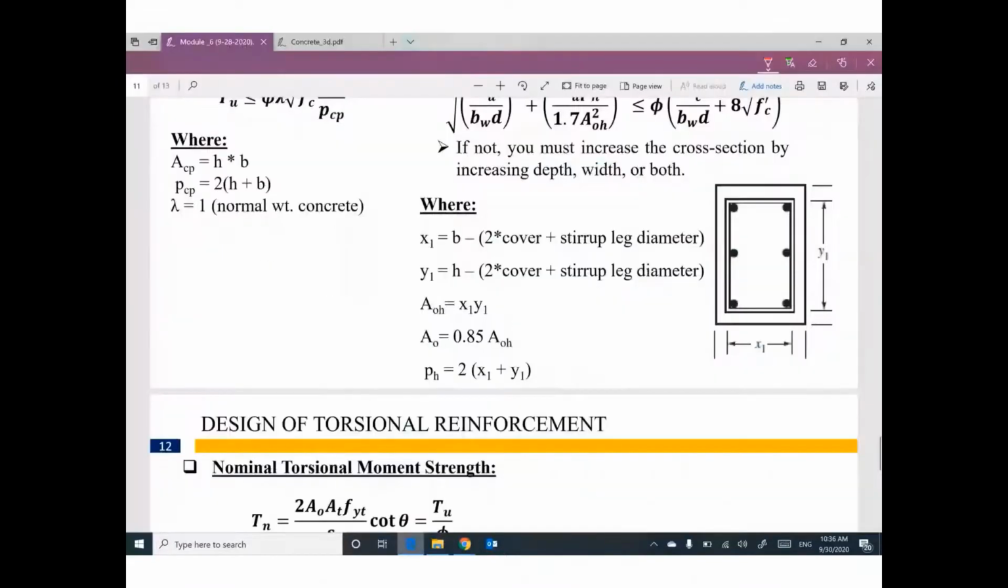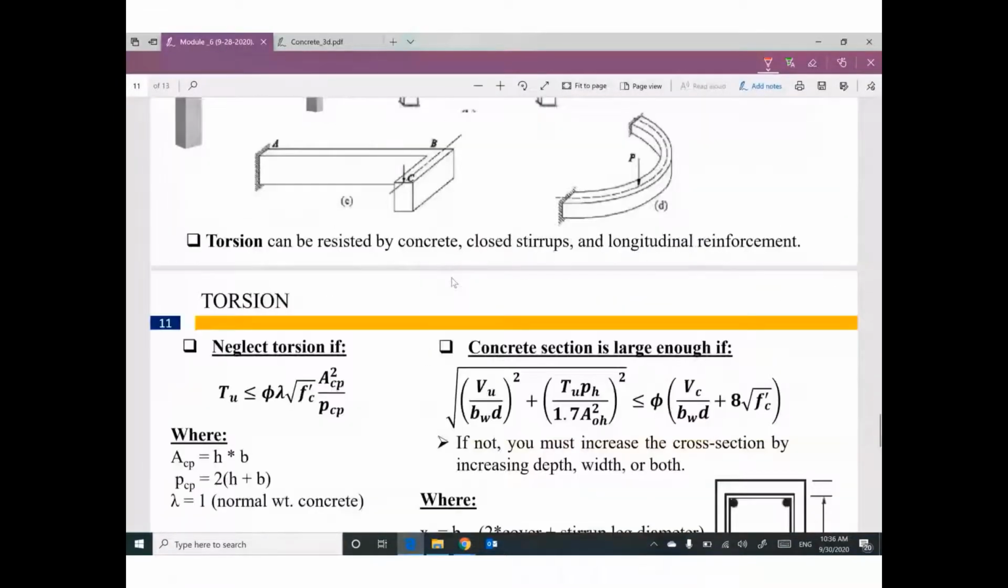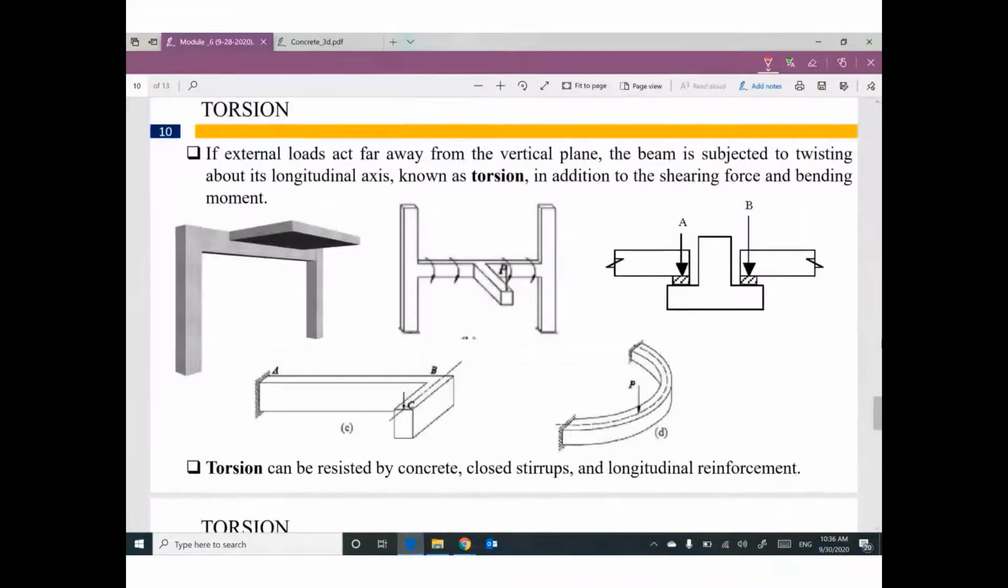Okay, let me show you some cases where your beam will be under the effect of torsion. Can you look at this one? We have a reinforced concrete column, and this column is supporting a beam. For any reason, probably you have a swimming pool and you will stand here to jump in the pool. We have a slab. This slab is a cantilever supported on this beam.